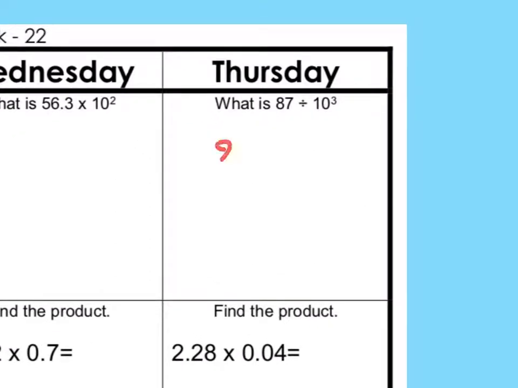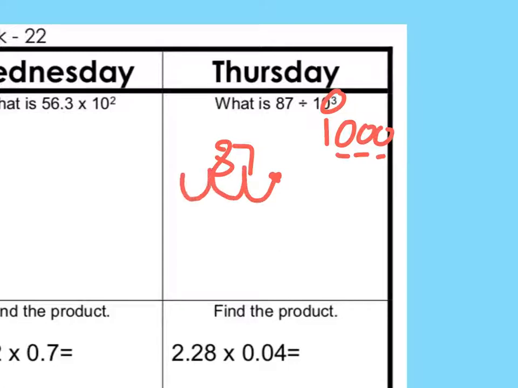So here's 87. When you're going to divide it by 10 to the third power, which is really 1,000, when you're dividing something by 1,000, you get really, really small. So here's our hidden decimal, and we know to move to the left because it's going to get really small, and we'll move to the left 3 times because there's 3 zeros, and the exponent is a 3. 1, 2, 3, put a 0. So our answer will be 0.087, or you could say 87 thousandths.